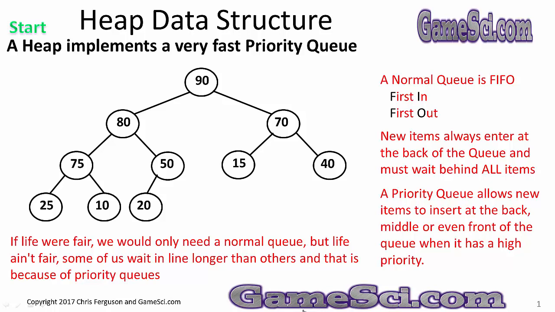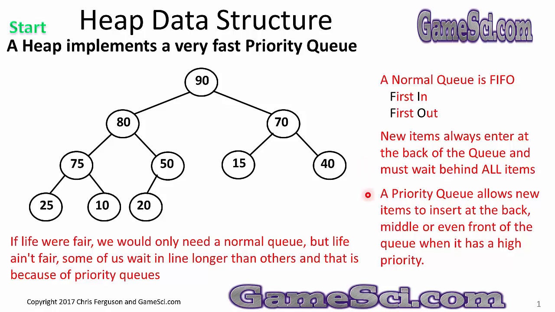Hi diddly diddly! Welcome to the lesson on the heap data structure. A heap implements a very fast priority queue. A normal queue is FIFO, first in, first out. New items always enter at the back of the queue and must wait behind all items.